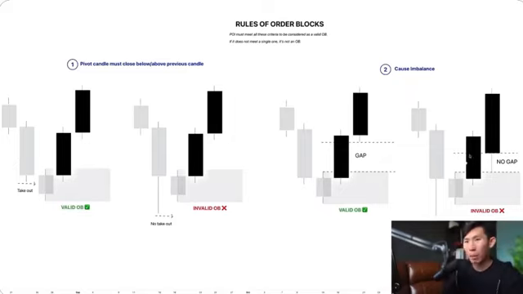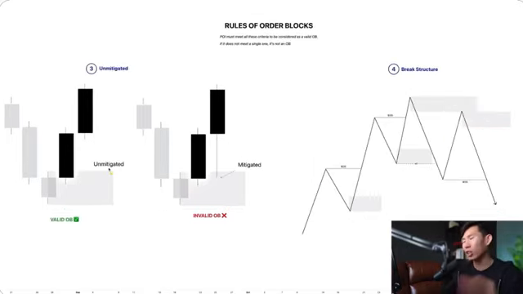And then in this example right here, there was actually no gap, because if you look at the high of this pivot candle and then you look at the low of the next candle, it's pretty much at the exact same price, right? Since there is no gap right here, this order block cannot be considered valid, therefore making it an invalid order block. The third criteria is that an order block must be unmitigated.